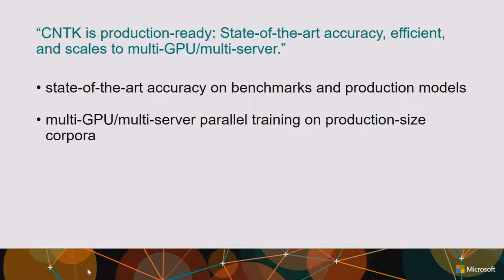So the third point was CNTK is production ready. It gives us state-of-the-art accuracy on benchmarks. So for example, we used it to build the world's best speech recognition system. But also very important is that we have first-class support for multi-GPU and multi-server parallelization. And that's really, really important. Most of the other tools don't give you that. And I believe TensorFlow gives it to you, but people tell me that it's actually really hard to set up. And CNTK makes it really easy.